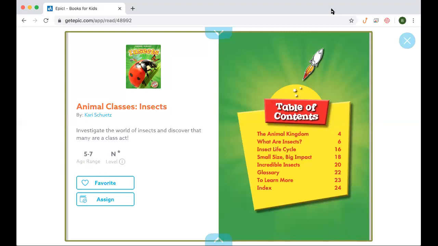So the name of this book is called Insects. The table of contents says the animal kingdom, page 4. What are insects, page 6. Insect life cycle, page 16. Small size, big impact, page 18. Incredible insects, page 20. Glossary, page 22. To learn more, page 23. And then the index, page 24. So that's a sneak peek of what we're going to read about.